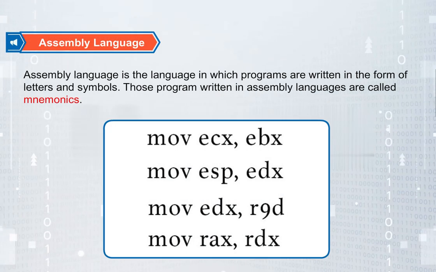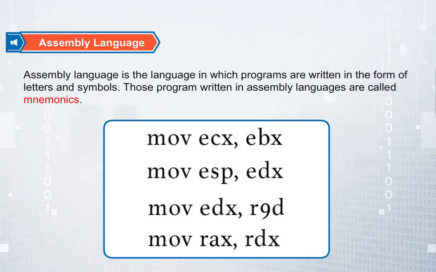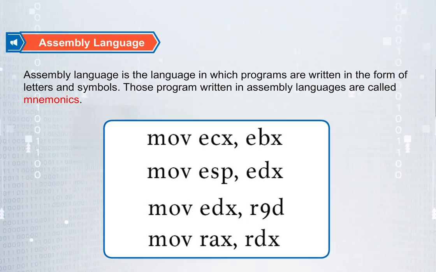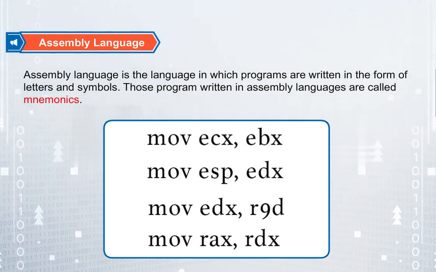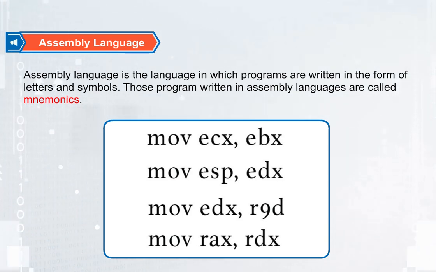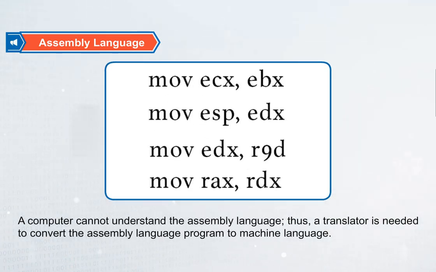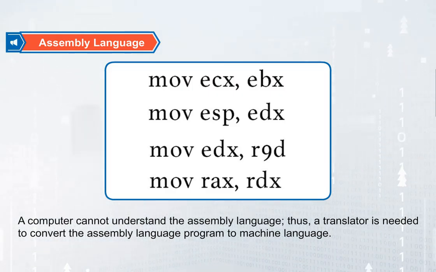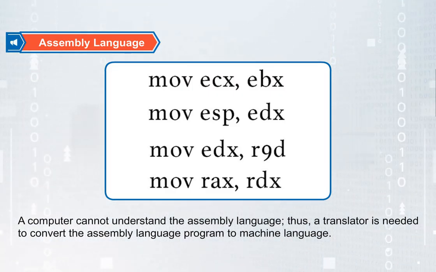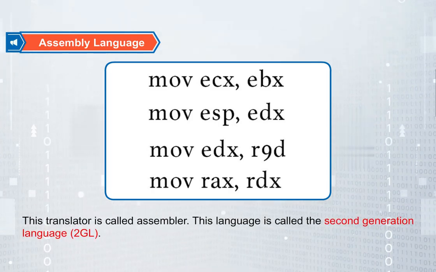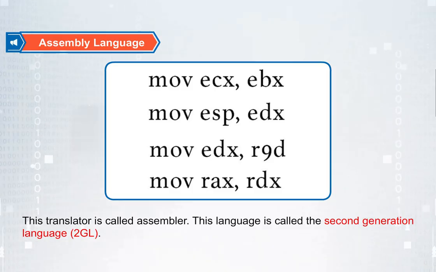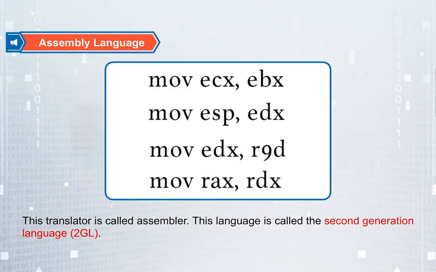Assembly language. Assembly language is the language in which programs are written in the form of letters and symbols. Programs written in assembly language are called mnemonics. A computer cannot understand the assembly language. Thus, a translator is needed to convert the assembly language program to machine language. This translator is called an assembler. This language is called the second generation language, 2GL.